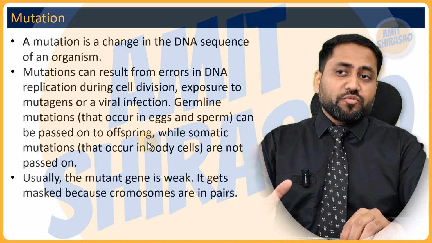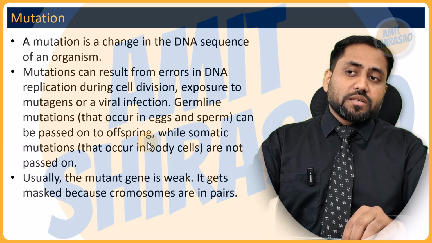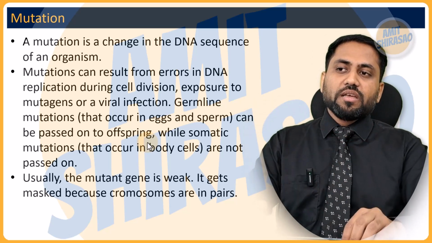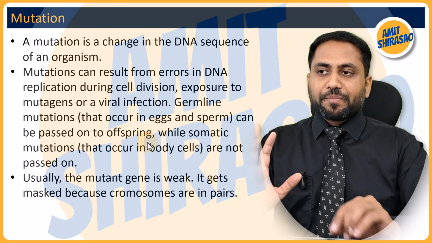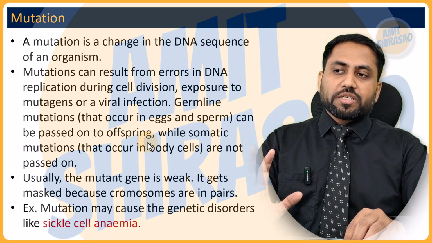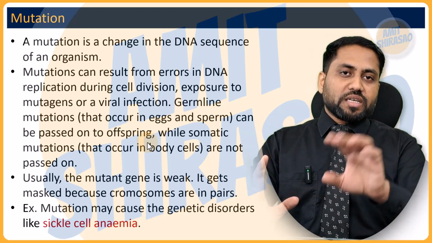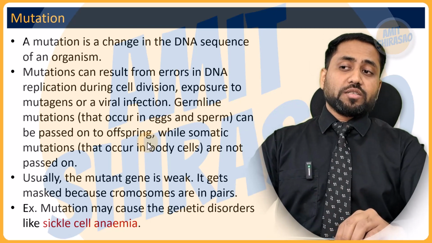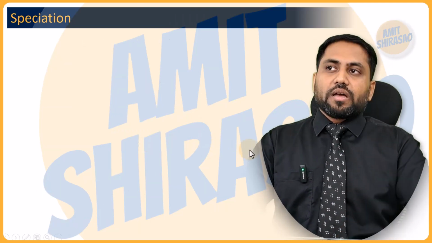Usually the mutant gene is weak. It gets masked by the normal gene because chromosomes are always in pair. For example, mutation may cause genetic disorders like sickle cell anemia. Yeah, this is an example in your textbook, so remember it. Sickle cell anemia is caused due to mutation.